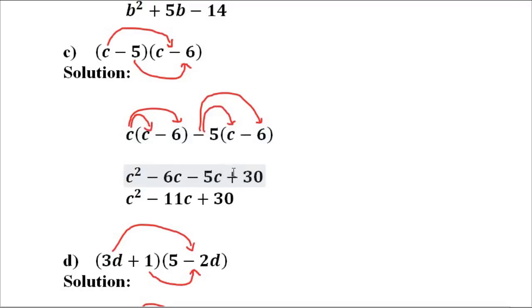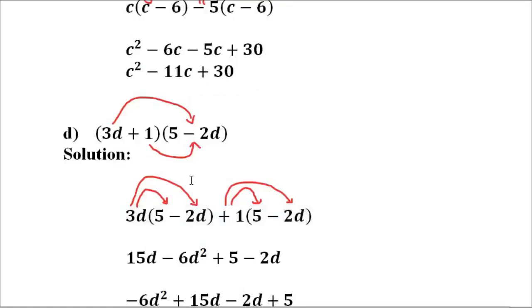Now we look for like terms. We have only two like terms in this expression, negative 6c, negative 5c. Combining them gives us negative 11c. So positive c squared, negative 11c, positive 30 is our simplified expression.